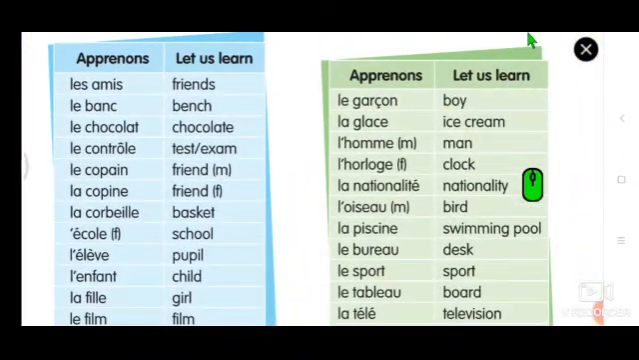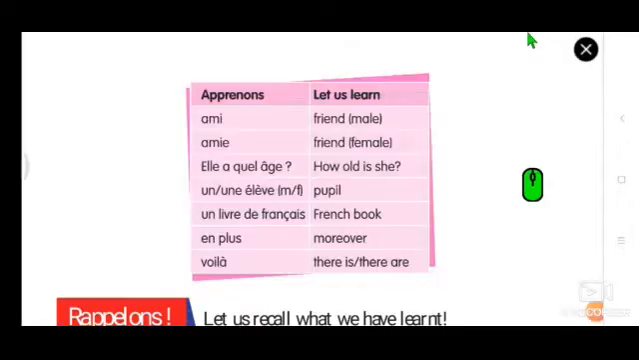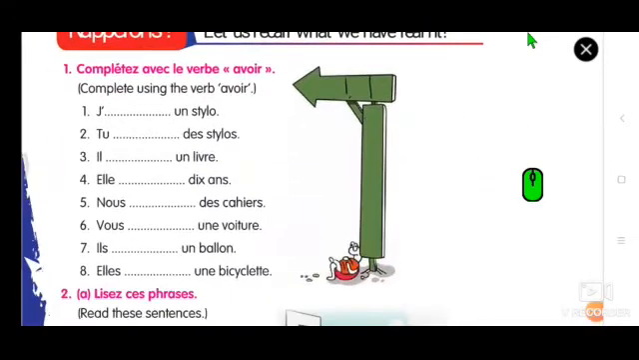Now let's go to lesson 5. Okay, now we are in lesson 5 vocabulary. Page number 60.